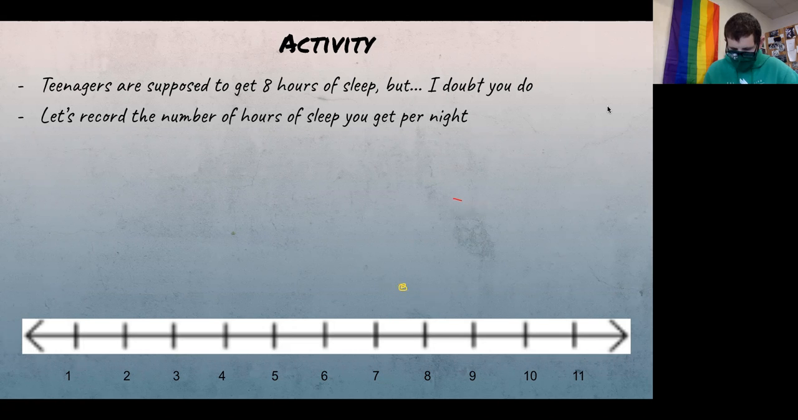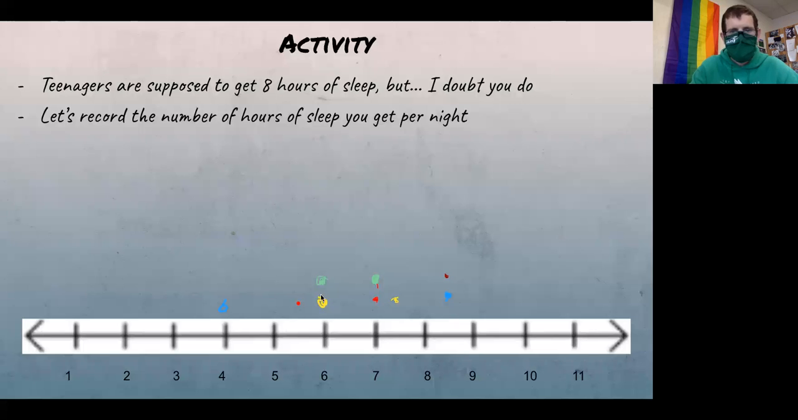Should I actually just choose one instead of doing random? You can, but let's not make it too precise. If you think you get 7.5, put it at 7.5. Don't be like, I get 7.25 hours of sleep. Okay, I see 1, 2, 3, 4, 5, 6, 7, 8, now 9, 10. And then waiting for the 11th. I will put my own dot up there. I'm not a teenager, so I can't join in this.